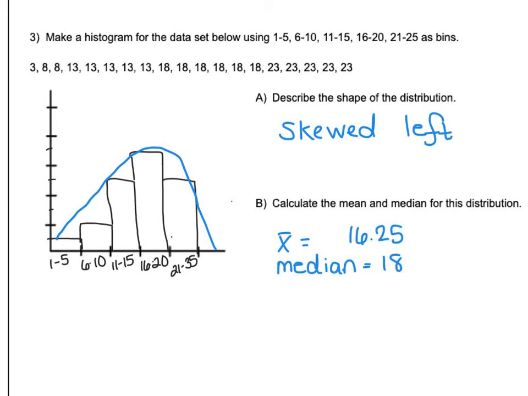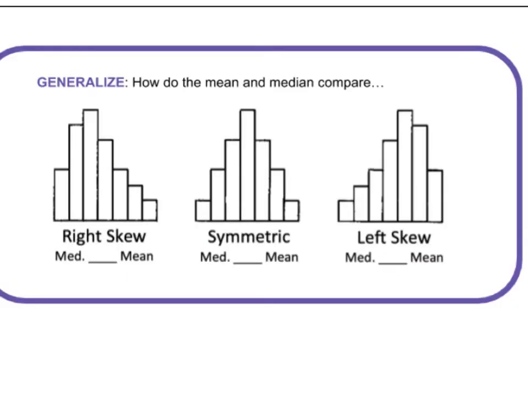So my mean is 16.25 and the median in the middle I get 18. So notice what's happening this time. This one's skewed left and the mean again is being pulled to the left in the direction of the data. Okay, so let's generalize.